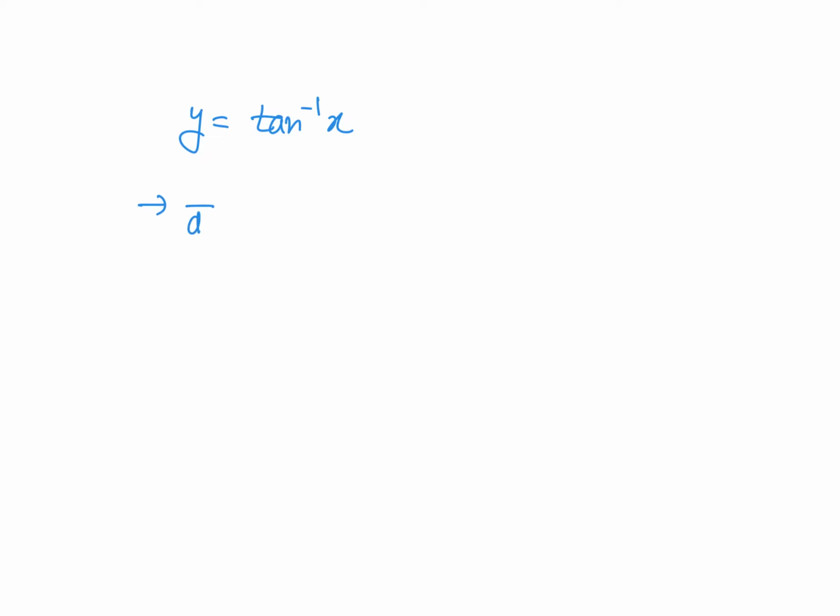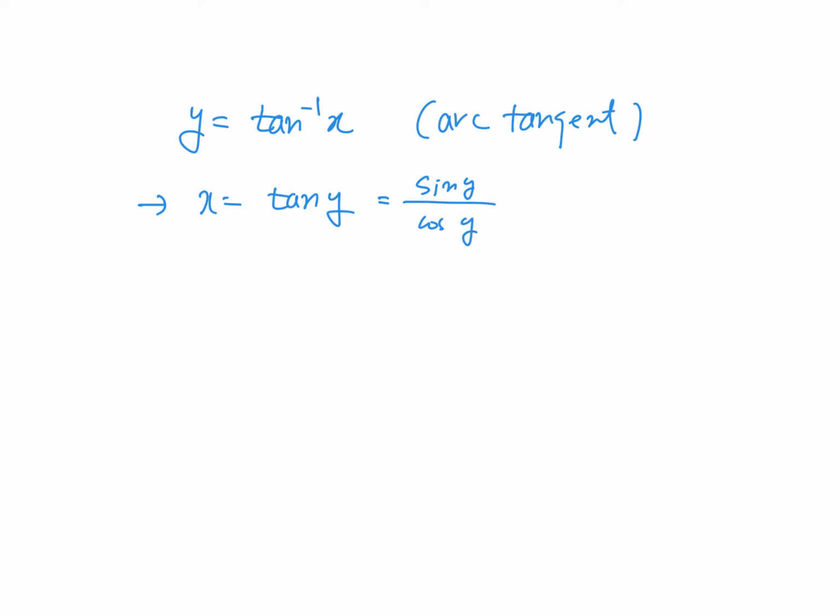So actually, since y is the inverse tangent, or the arctangent, the arctangent is the inverse of tangent. So x is tangent y, right? Which is sine y over cosine y. So the easiest way to calculate the derivative is to calculate dx/dy first.